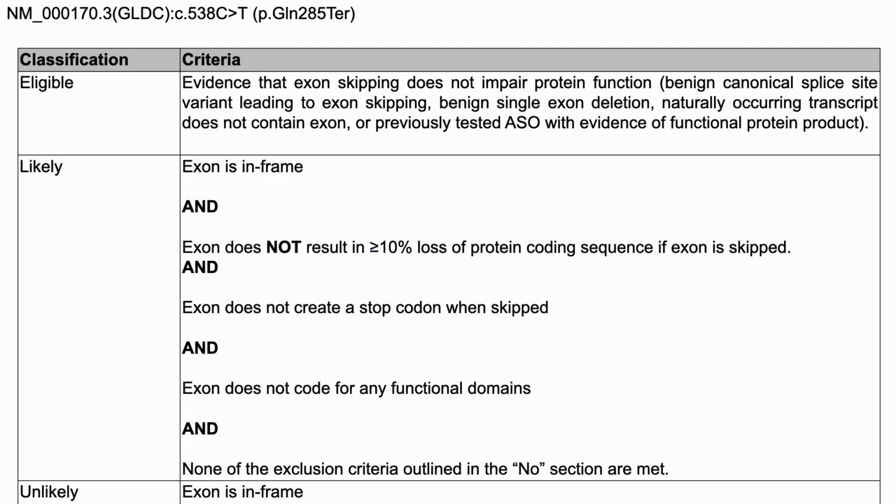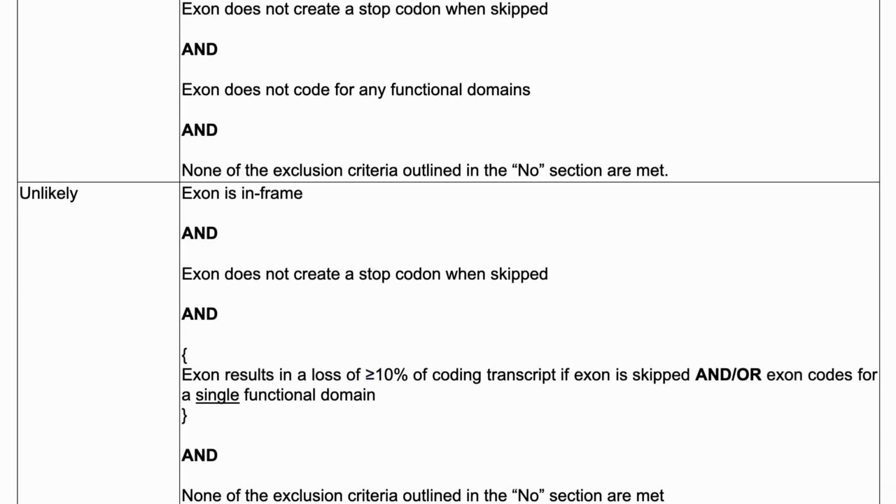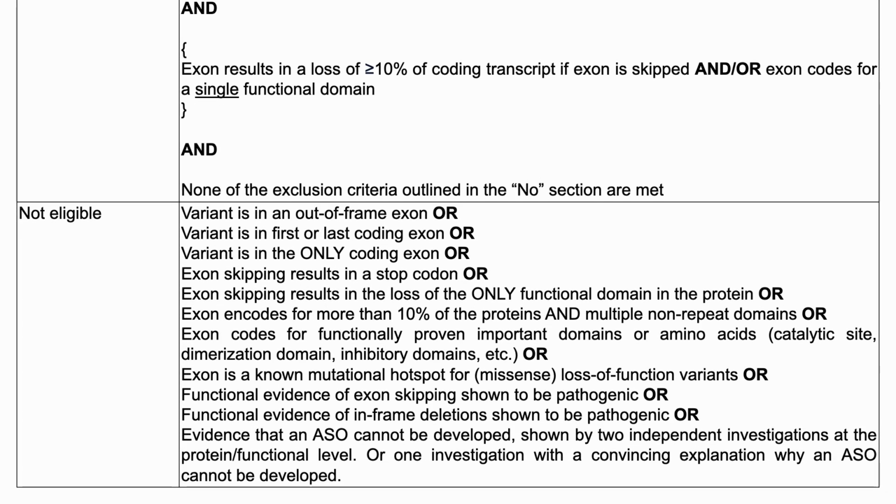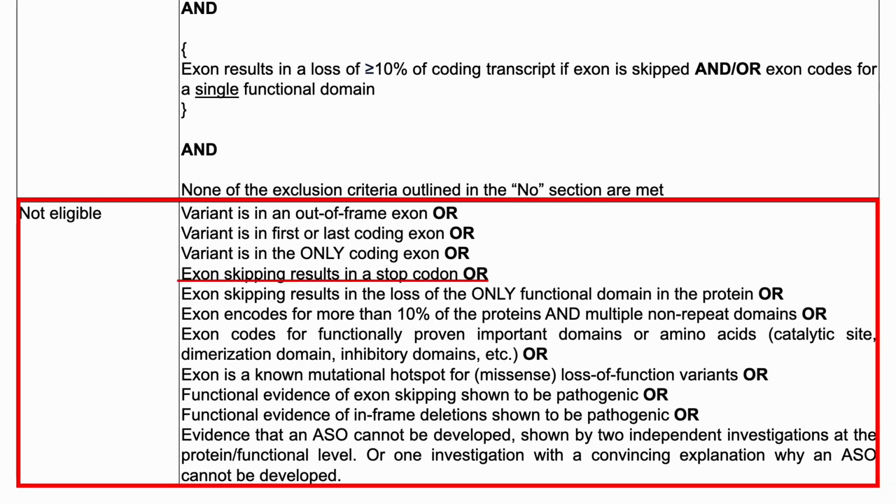We can now go to our eligibility table. We see here that a formation of a stop codon is not eligible for exon skipping ASOs.